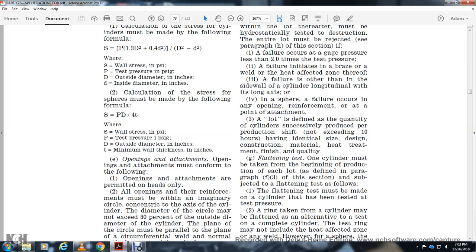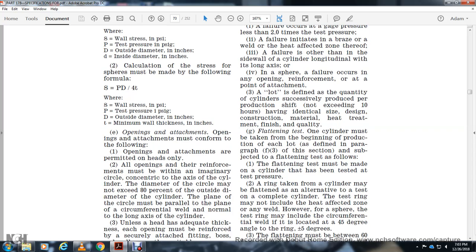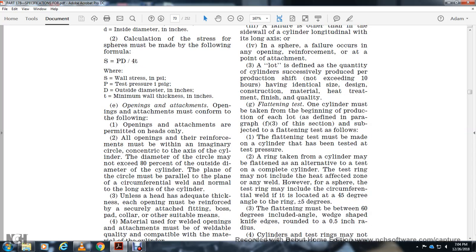Flattening test. One cylinder must be taken at the beginning of production of each lot, as defined in paragraph F3 of this section. The flattening test must be done with the cylinder that has been tested. The test pressure ring taken with the cylinder must be flattened as an alternative to the test. The complete cylinder or test ring must include the main weld and the heat affected zone. The test ring may include a differential weld located at 45 degrees to the angle of the ring, plus or minus 5 degrees.